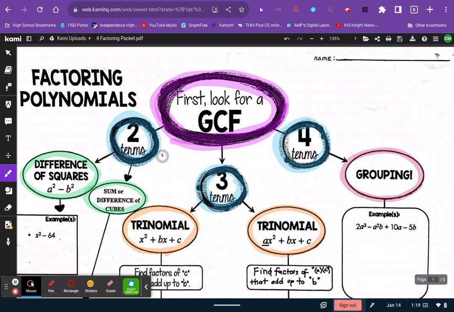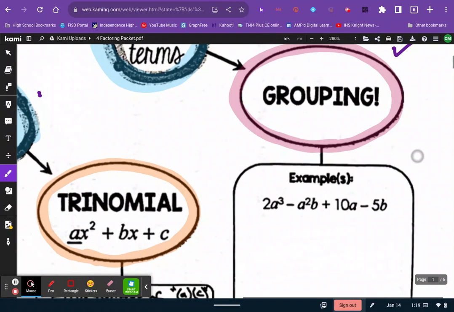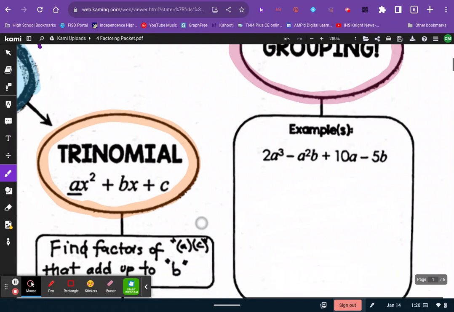Do you have 2 or 3 or 4? And then go forward based on that so that you can factor. If there are 4 terms, then you are going to try factoring by grouping after you have originally looked for a GCF in all 4 terms. So here's an example on the front page of grouping.